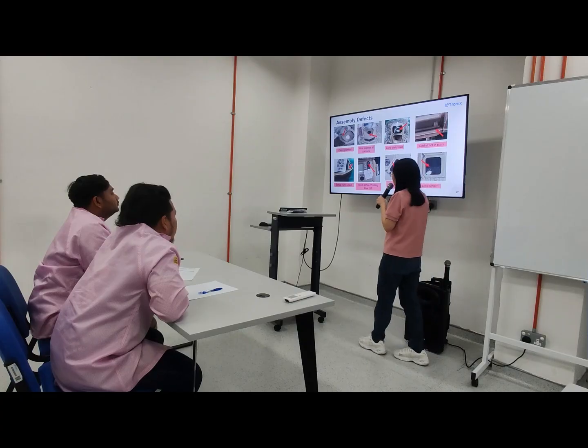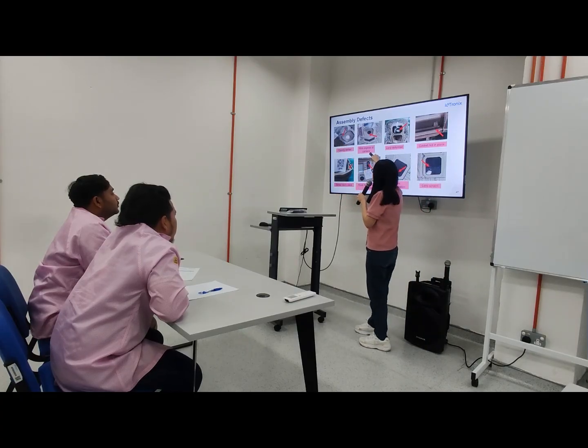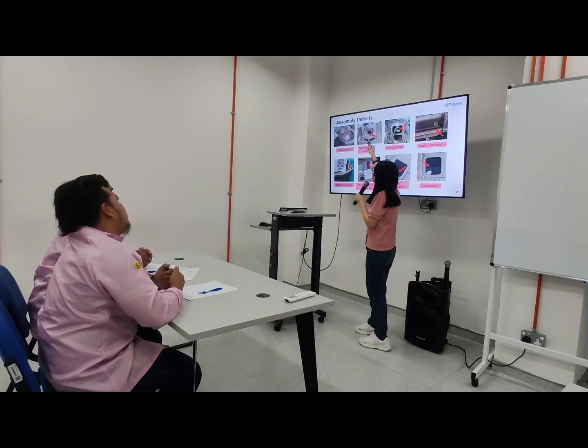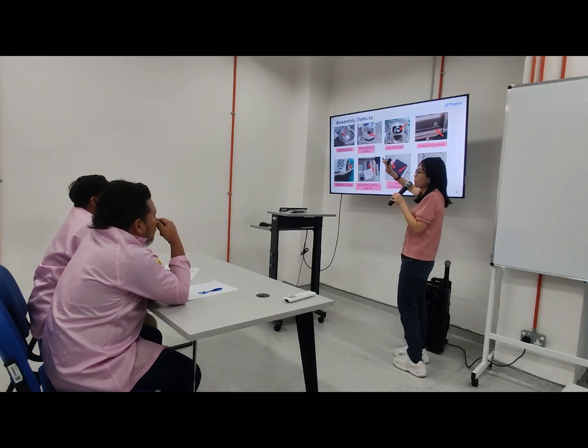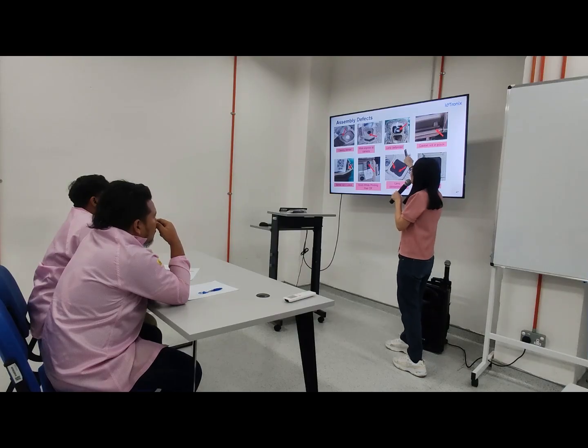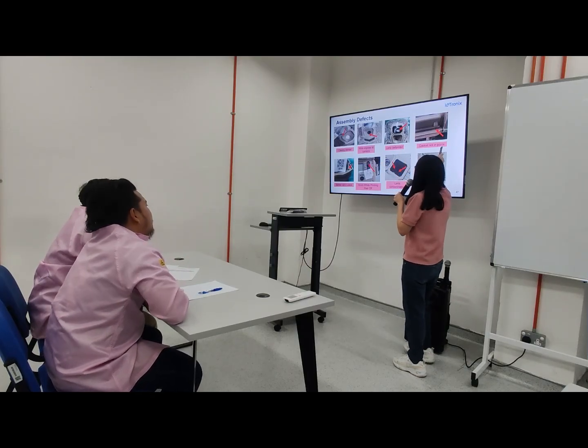Okay, casing dented. This area casing dented. This one wire exposed. Wire exposed at the camera. Just now I mentioned wire exposed at any area also cannot be accepted. What's this? Lens deform. Yes.